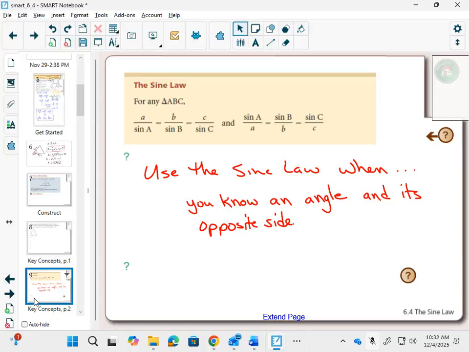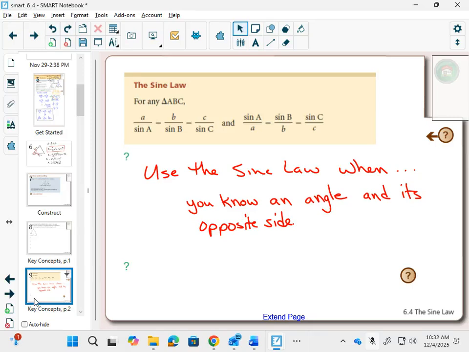And the key to the sine law is not worrying about what the letters are, but recognizing that in each fraction you have an angle and its opposite side. So it's very important in trigonometry, with triangles that are not right-angled triangles, to recognize that angles and opposite sides have a relationship. So we're going to use the sine law when you know an angle and its opposite side. And if you have one more piece of information, you can figure out everything.